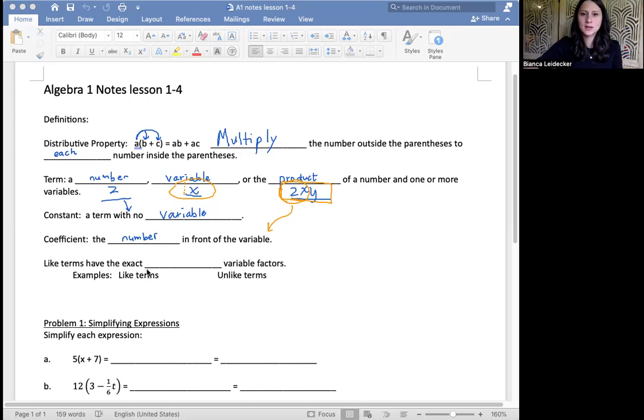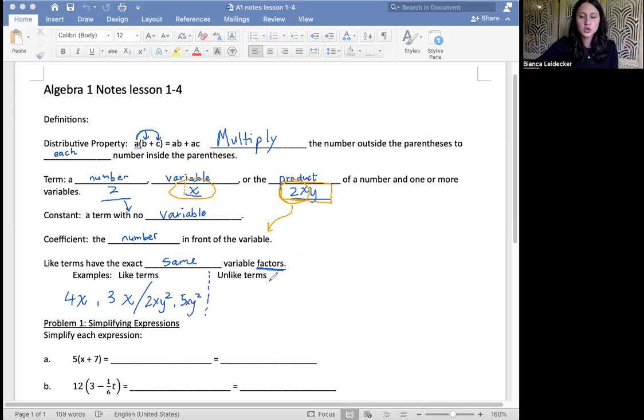Like terms have the exact same variable factors. Well, what does that mean? The word factor, remember factor, think exponents. So like terms would be examples like 4x and 3x, or 2xy squared and 5xy squared. These are all like terms.